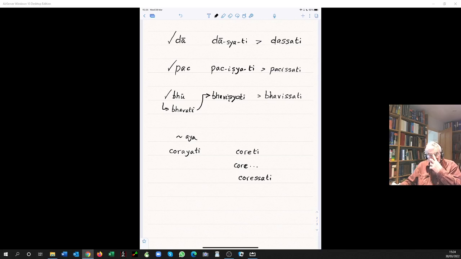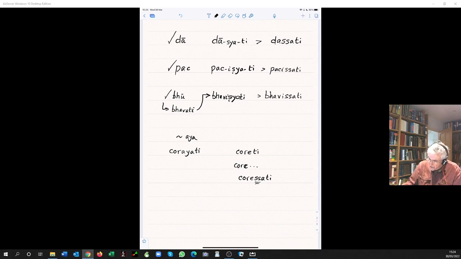Note here, you know the rule that e and o are long if they end a word, or if they are followed by a single consonant followed by another vowel. Basically, it's always long unless it has to be shortened because it's followed by a doubled consonant or a consonant cluster. Look here, we have the consonant cluster, double s, so it's pronounced short, choressati.